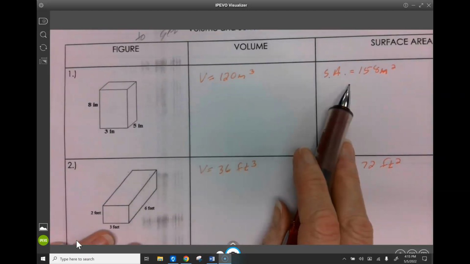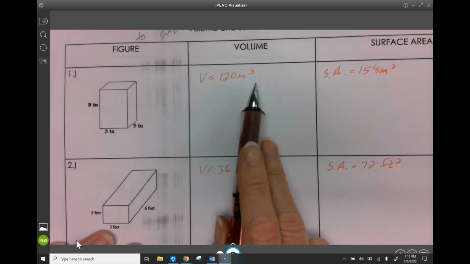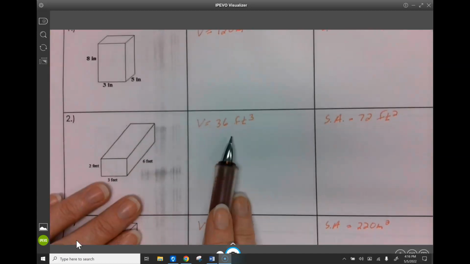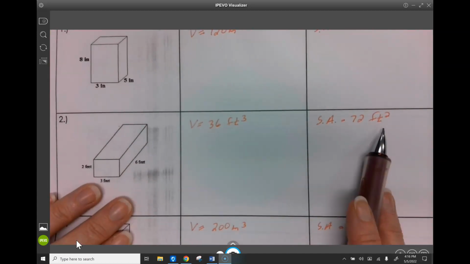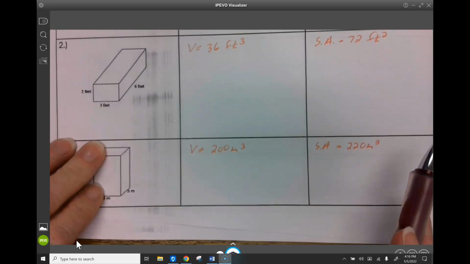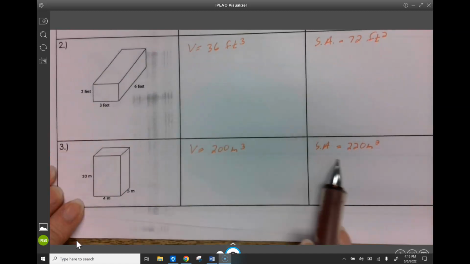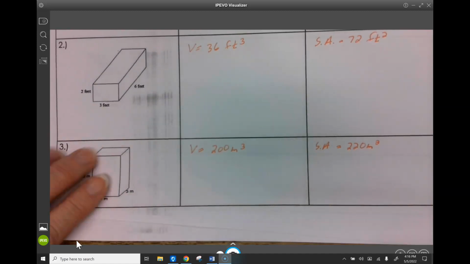Here's number 1. There's volume and surface area. Notice it's cubed and squared. Number 2 is 36 feet cubed, 72 feet squared. And remember, you're on a video. You can pause and rewind if you need to. So here are your answers.